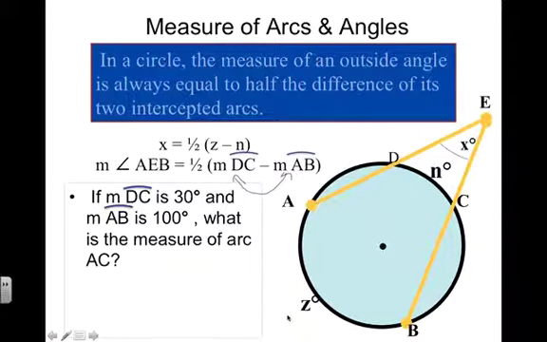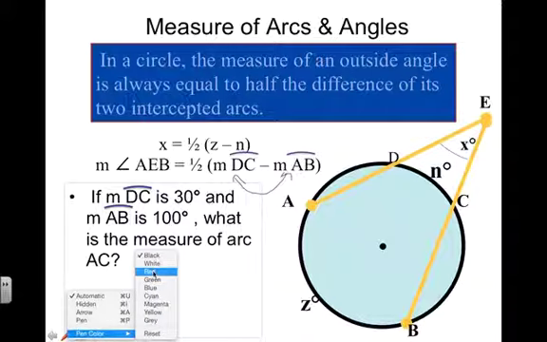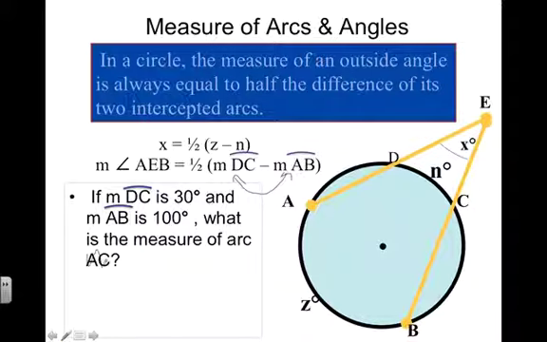So if the measure of arc DC is 30 and the measure of arc AB is 100, what is the measure of, and since I copied and pasted on this one, again, I don't want to know the arc, I want to know the angle. What is the measure of X? Okay, so see what you think about that.